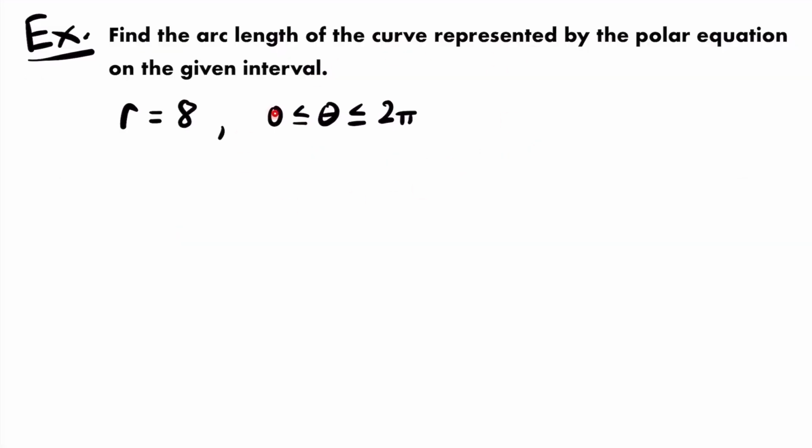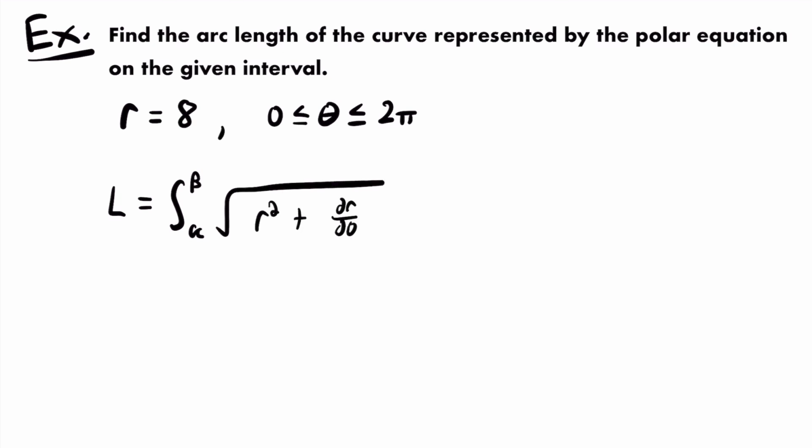Okay, so here's our first example. We want to find the arc length of the curve represented by the polar equation on the given interval. We have r equals 8 as our polar equation, and we want to know the arc length between an angle of 0 and 2 pi. To calculate the arc length, we need to use that formula: the arc length is equal to the integral from alpha to beta of the square root of r squared plus dr d theta squared times d theta.